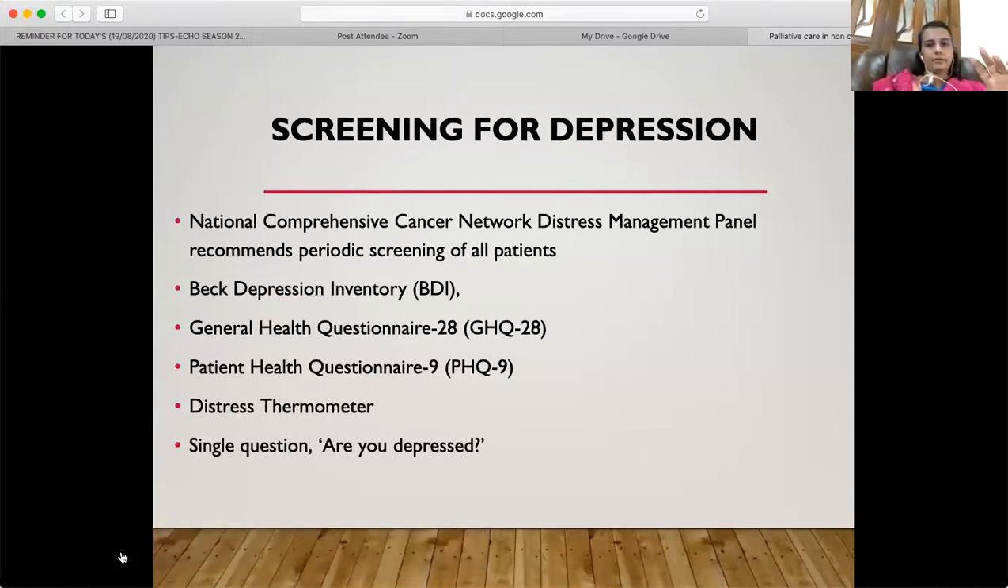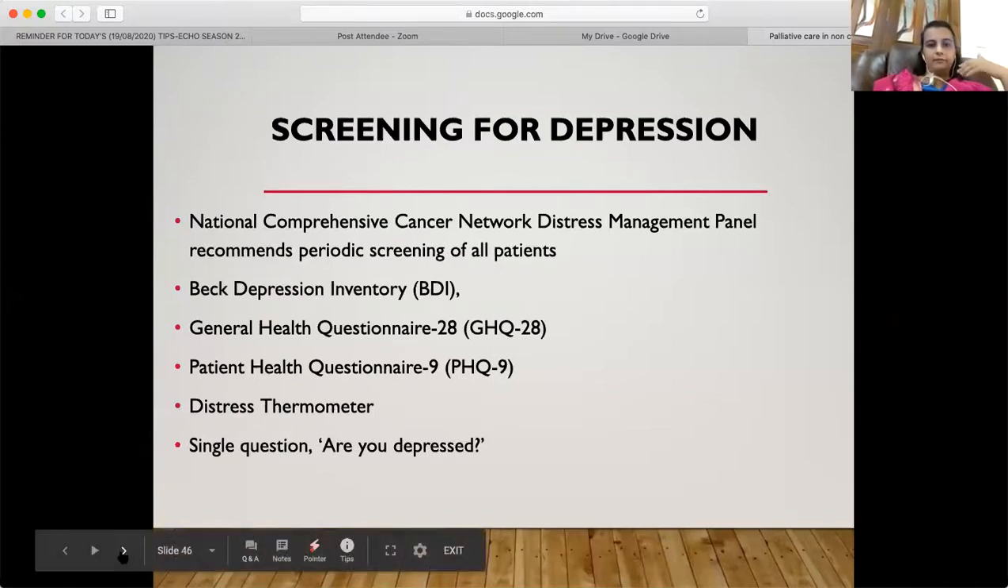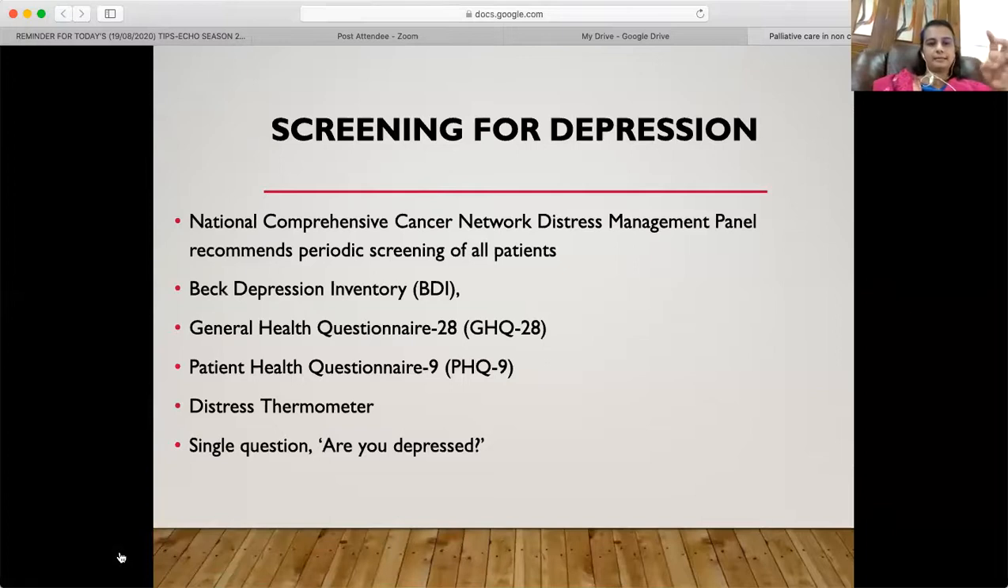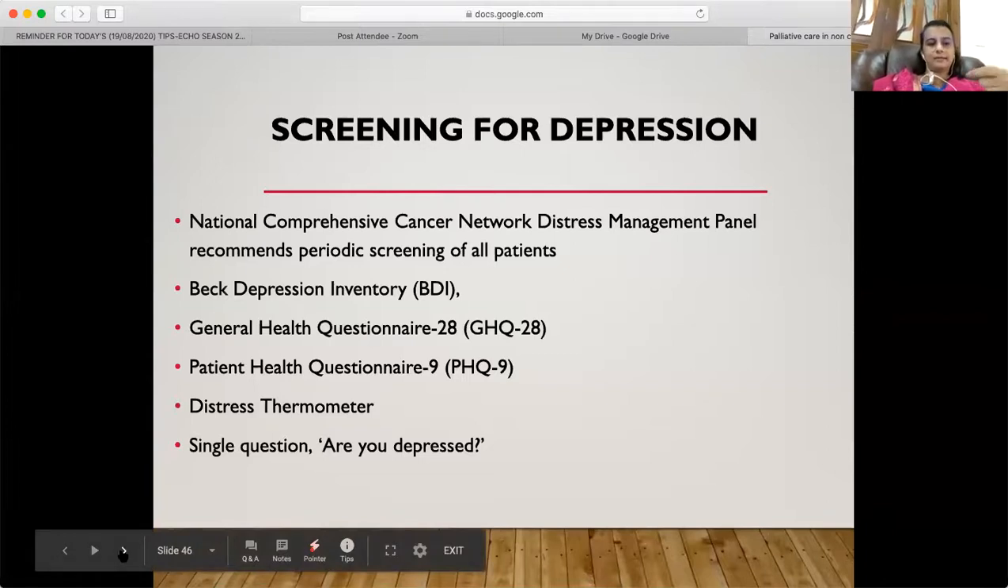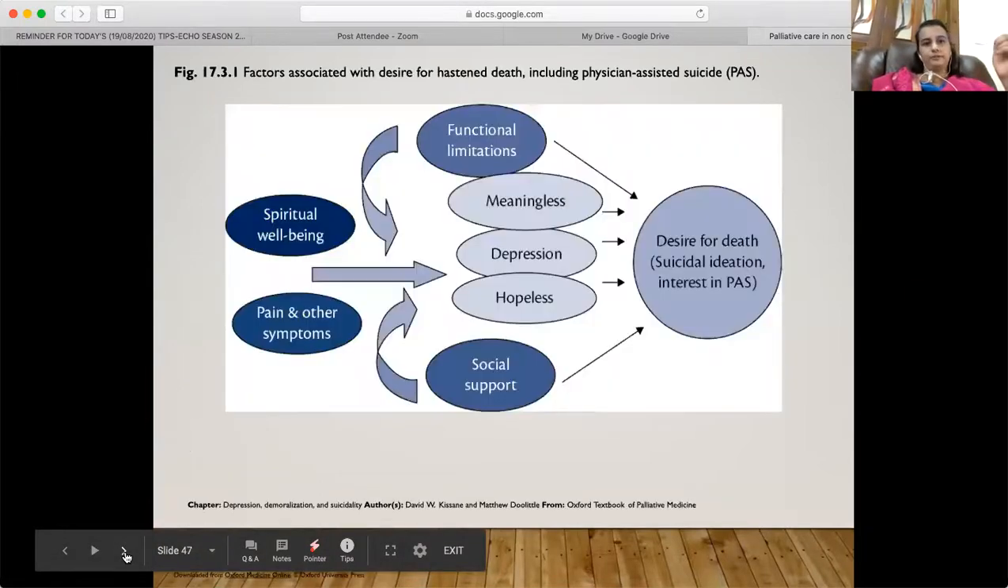Again, screening for depression, I wouldn't go into details on that. There are various screens that can be used. The Distress Thermometer is something that the NCCN, the National Comprehensive Cancer Network Distress Management Panel, has, and they have recommended periodic screening for all patients using various tools. Or you can even use a single question: Do you feel low in mood? What is your mood? Are you depressed? Even a single question is supposed to be highly sensitive in identifying depression.